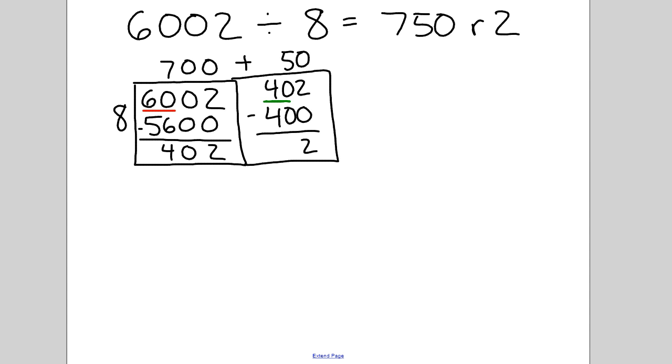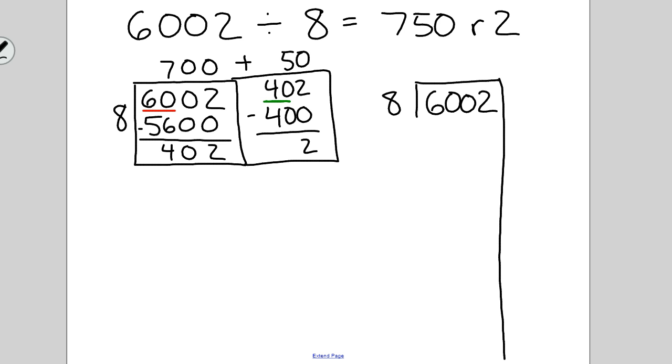A second way that we could have done partial quotients, very similar to this, but instead of going across like this, I can do it in an up and down method, which looks similar to the division that we're used to. I can write 6,002 divided by 8, and I'm going to use my right-hand side to keep track of how much I'm putting into each group. So I just need to think times 8. What do I want to work with?